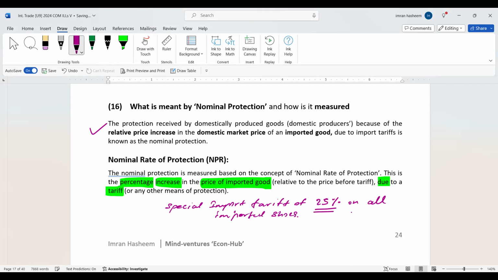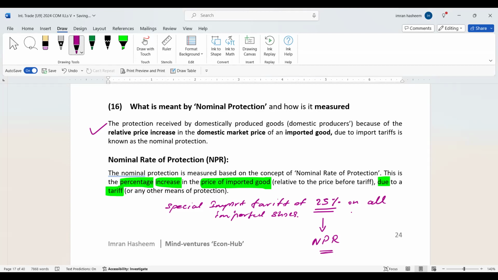If I ask you a question, what is the nominal rate of protection? What is your answer? Every pair of shoes imported to Sri Lanka, its price will increase by how much? 25%. So this here is the NRP, nominal rate of protection. No calculation required. Nominal rate of protection is basically the percentage of the tax. Now, isn't that good enough? Why do we need to talk about this more?